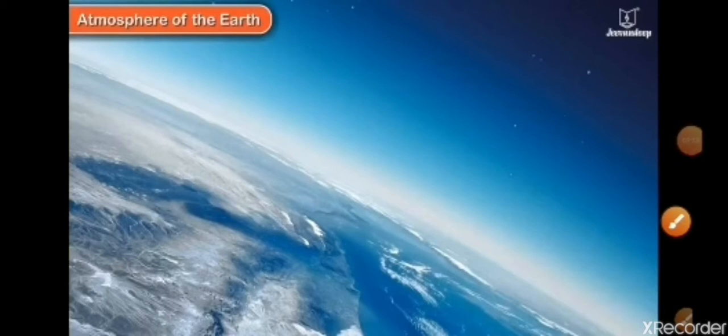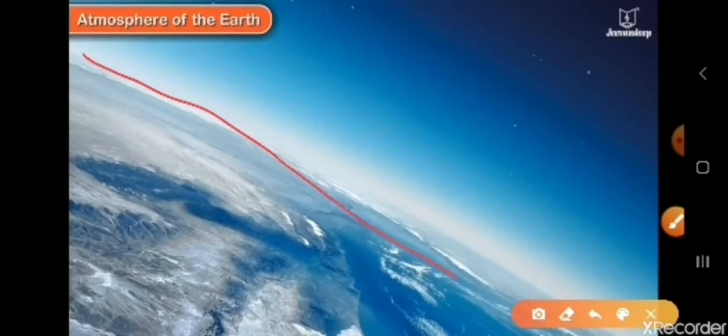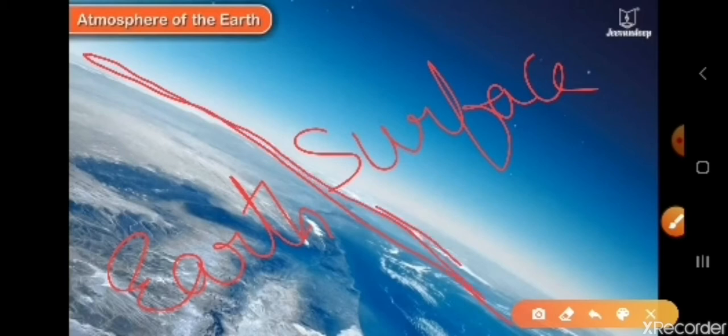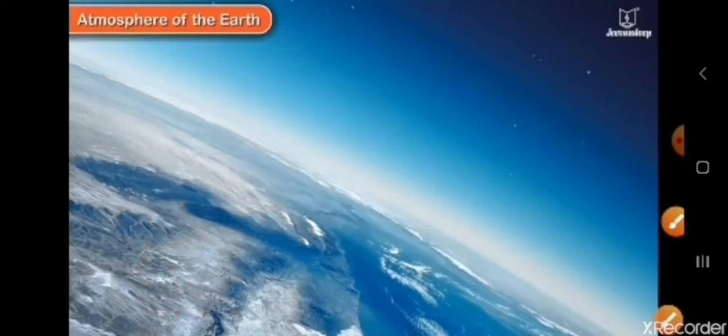Children, this is earth. This part is called earth surface, on which we live. This upper part of the earth is earth surface. Now, let us read more about its atmosphere.